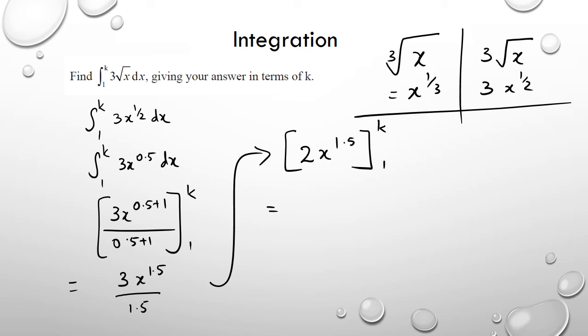So the integral is equal to 2k to the power of 1.5 minus 2 times 1 to the power of 1.5. Now 1 to the power of 1.5 is 1. So we have 2k^1.5 minus 2. And we have the answer in terms of k. That's it. I thought answer in terms of k means make k the subject. Now it says giving your answer in terms of k.